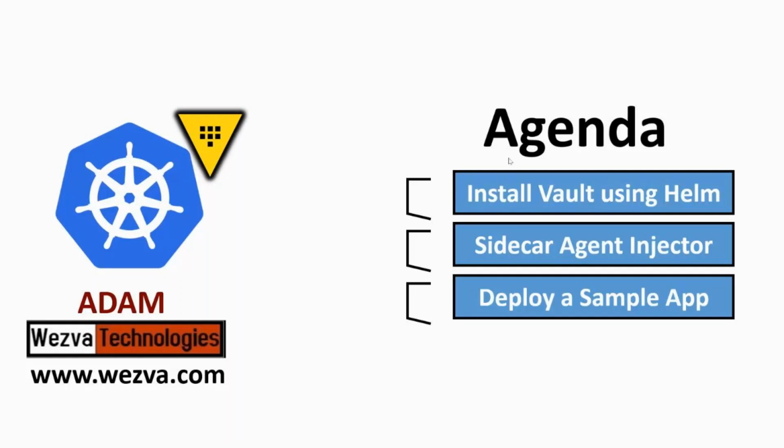Okay, so that way, let's go through how do we install the Vault inside the cluster using Helm and understand what is this concept called SideCar agent, using which Kubernetes will be able to pull the secrets from the HashiCorp Vault. And we'll try to do this by running a small application. So that's pretty much the agenda for what we have today.